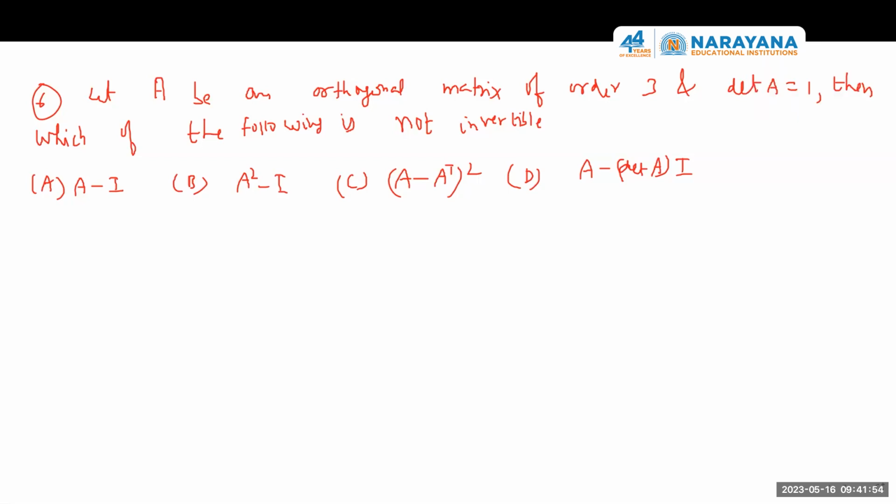I took A as I, sir, for just a case. Then your approach is invalid, because what you have shown is that for a particular case, all could be true. But you have to generalize the case. For each such orthogonal matrix, the option which is always true will be taken as true. So please don't take A equal to I.